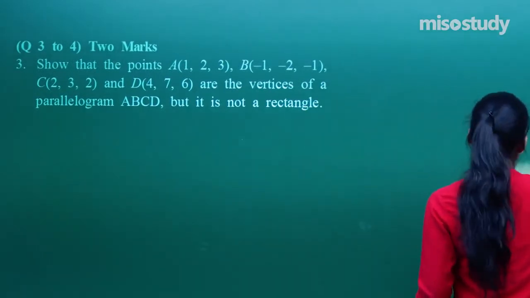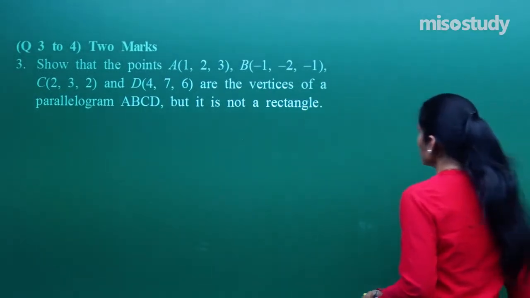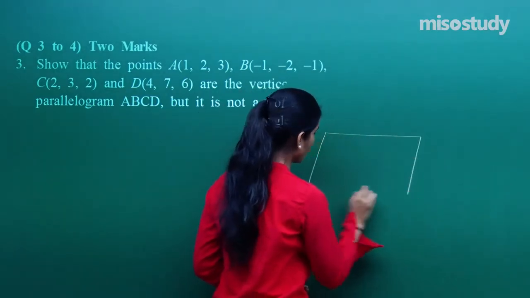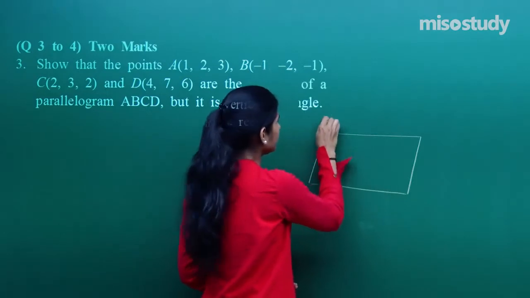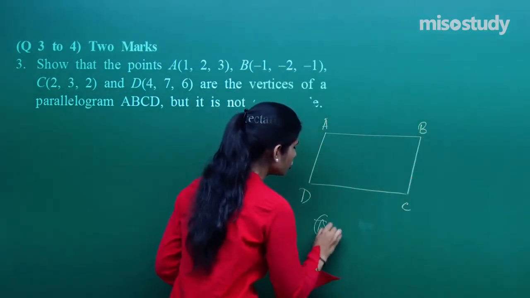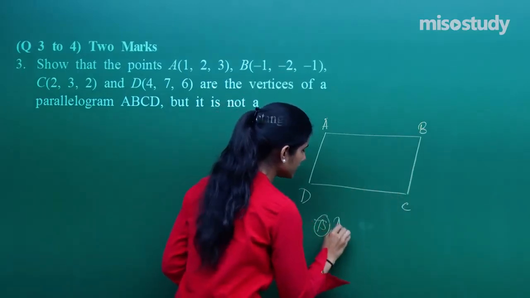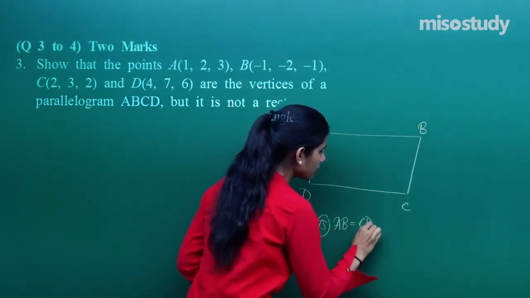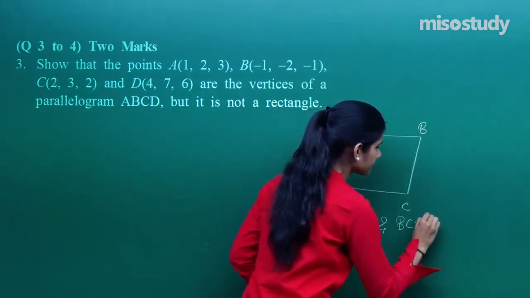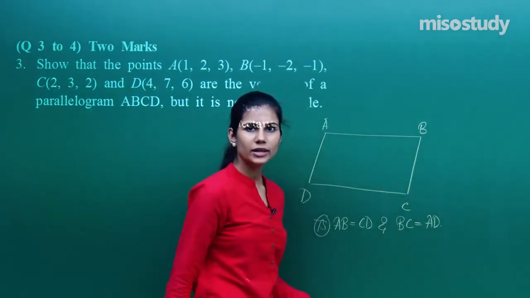Okay. Moving to the next question we have, show that these points are vertices of a parallelogram and not a rectangle. So for A, B, C, D to be vertices of a parallelogram, first of all, what do I need? I wish to show that AB is equal to CD and BC is equal to AD. First of all, this is what I have to show.